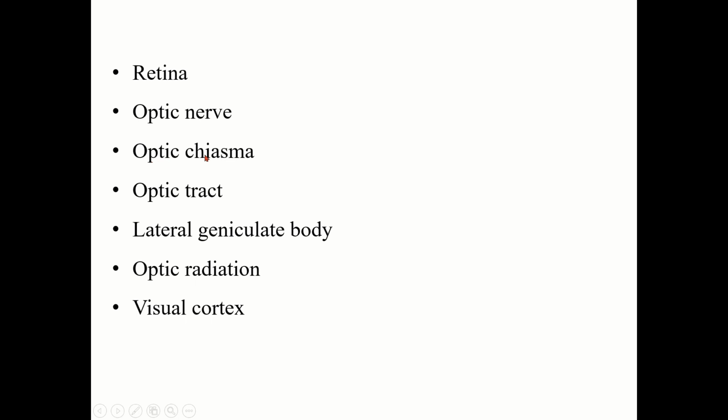So at the optic chiasma, nasal fibers will cross. After crossing, they continue as the optic tract, which relays in the lateral geniculate body. So from the lateral geniculate body starts the optic radiation, otherwise called the geniculocalcarine tract, which reaches the visual cortex.